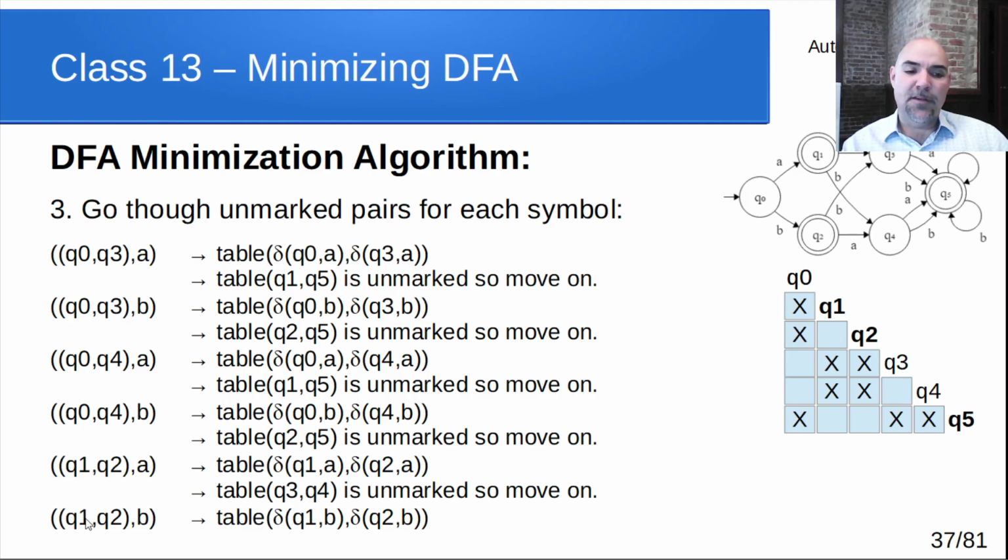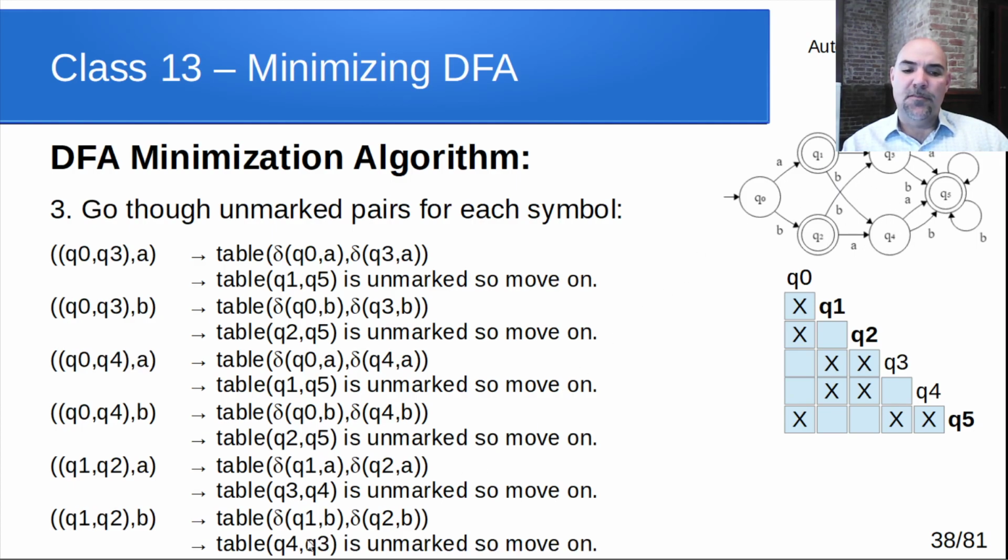We now have 1, 2 on a B. So 1 on a B goes to 4. 2 on a B goes to 3, so we have 4, 3. So 4, 3, we look that up in the table. 4, 3 is unmarked, so we move on.